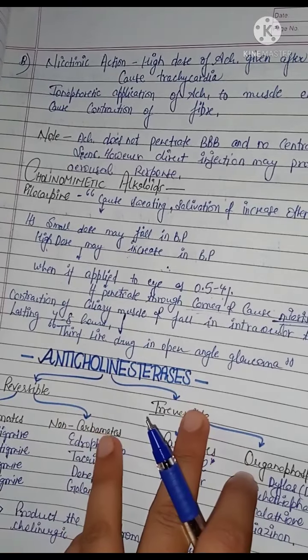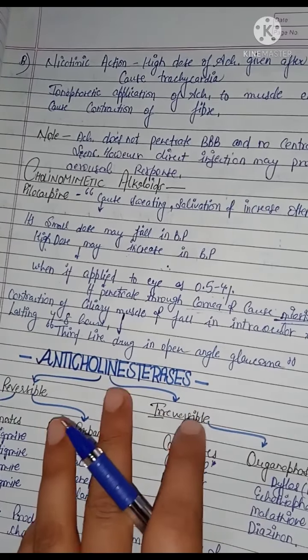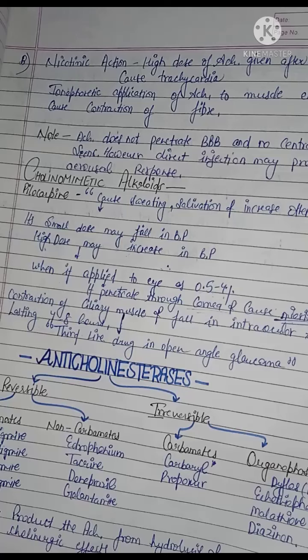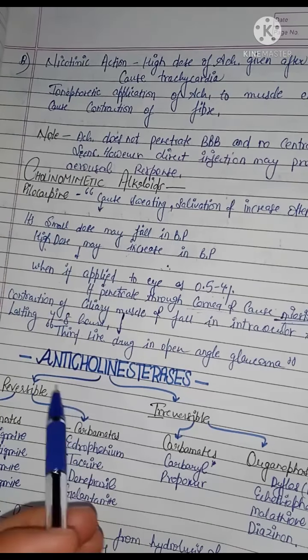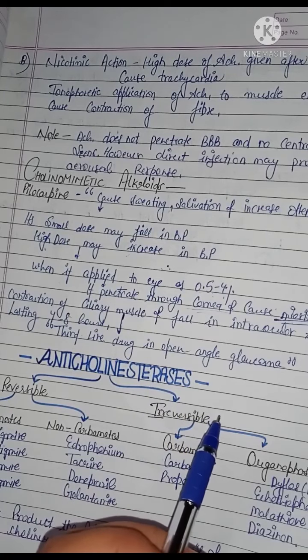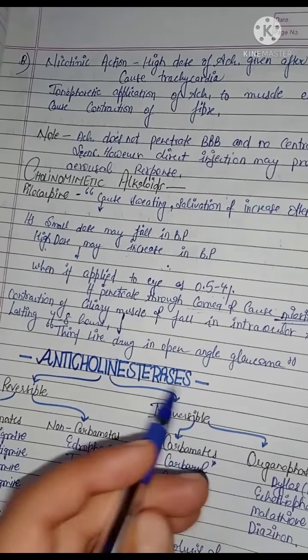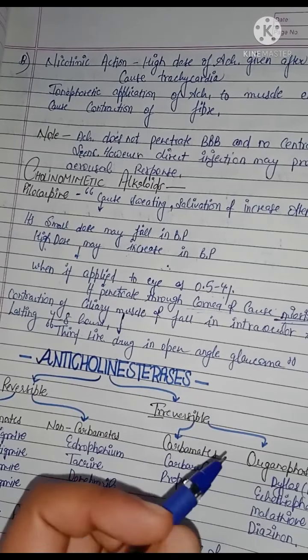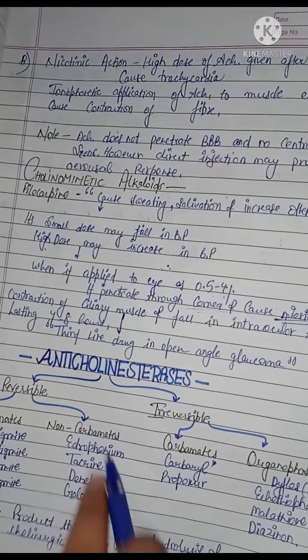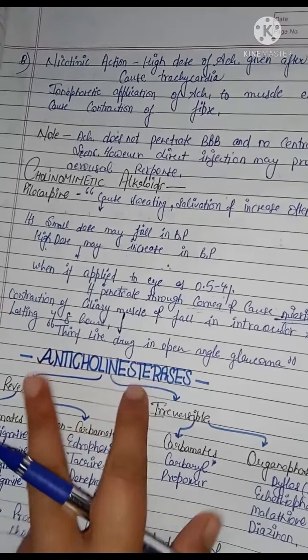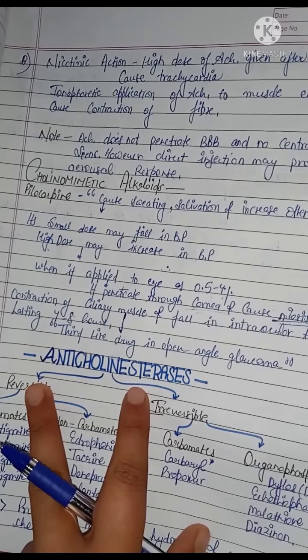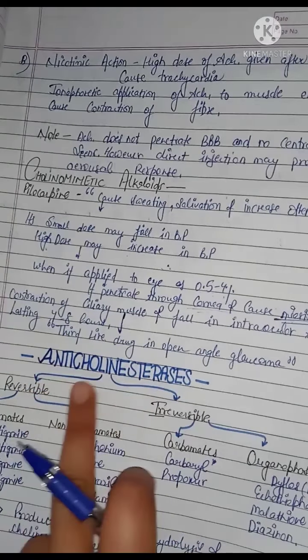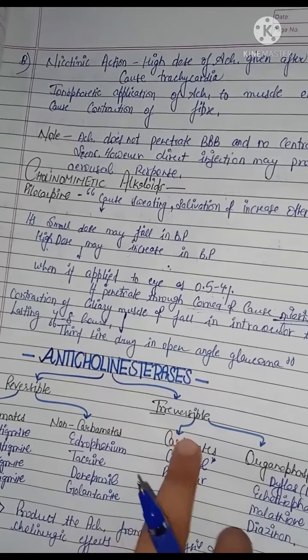Now, in the previous video we already discussed that cholinesterase is an enzyme which causes breakdown of acetylcholine into choline and acetyl coenzyme A. In order to inhibit that enzyme, we use the anticholinesterase drugs because we want the concentration of acetylcholine to increase. So we use these drugs to prevent the breakdown of acetylcholine. There are two types, reversible and irreversible.